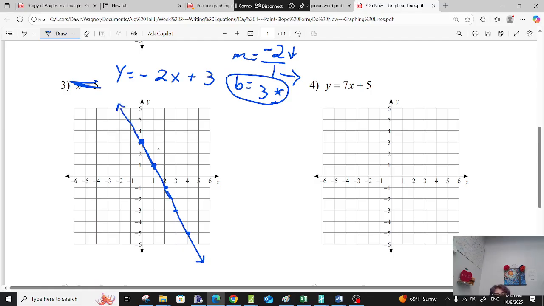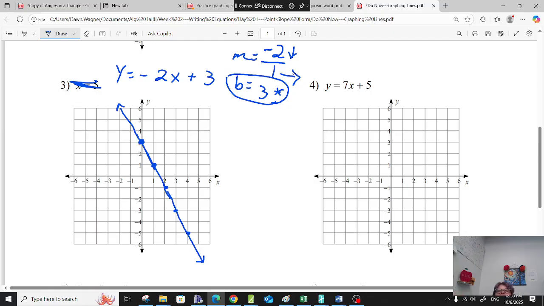Okay? Make sense? That makes a lot of sense. So the number in front of the x is what the slope is. If it's a whole number, you put it over 1. When I have negative, that means the top one I'm going to go down, and then the bottom one I go to the right. It's in the middle bin there.